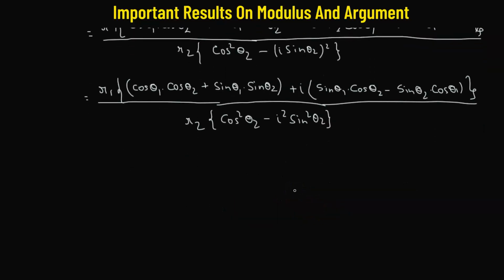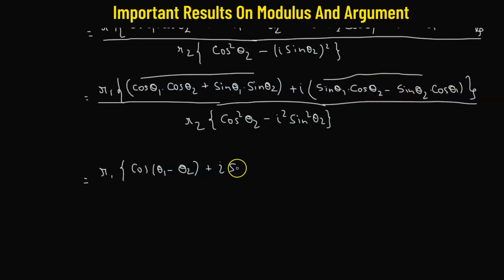Now what we can do here, if we consider our numerator, here we have cosine theta 1 times cosine theta 2 plus sine theta 1 times sine theta 2. Actually, that's the expansion of cosine of theta 1 minus theta 2. So whenever we expand cosine of theta 1 minus theta 2, we'll get this particular expression. Plus iota times this expression, sine theta 1 times cosine theta 2 minus sine theta 2 times cosine theta 1, that is the expansion of sine of theta 1 minus theta 2. Right. Whole thing divided by r2.